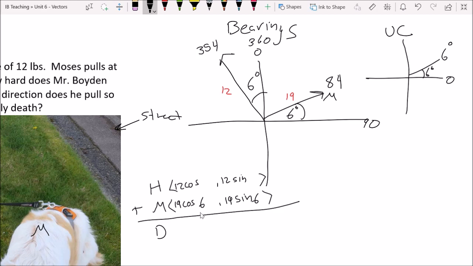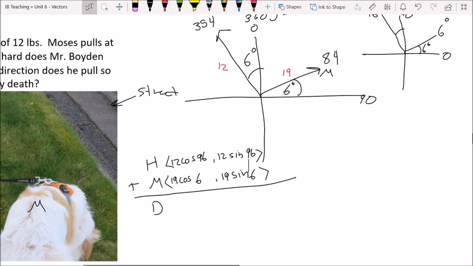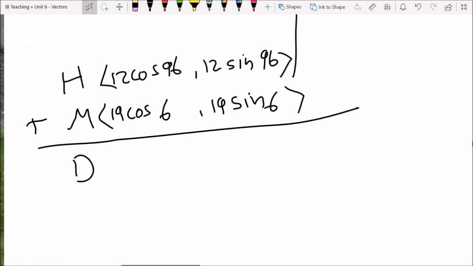Remember, the reason we're doing the unit circle value is because we're about to type this in the calculator, and your calculator doesn't know what a bearing is, so that's pretty useless. I'm also going to draw in the vector for Haley over here. And if Haley is 6 degrees more than 90, well, she's at 96 degrees. So that's going to be 96 there and 96 there. So now it's time for us to add those together. Let's figure out how hard the dogs are pulling.